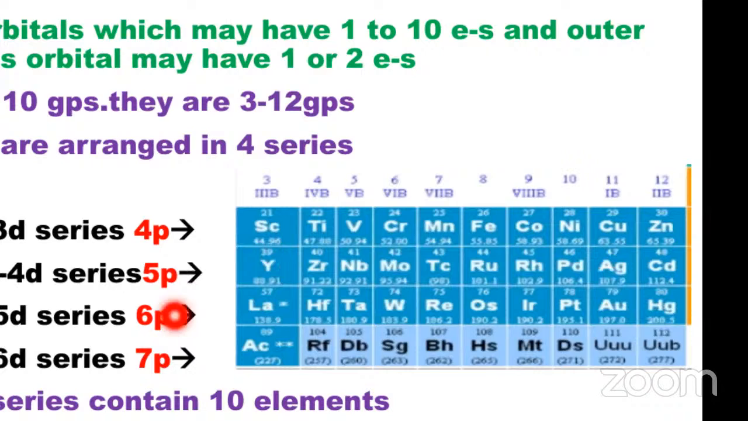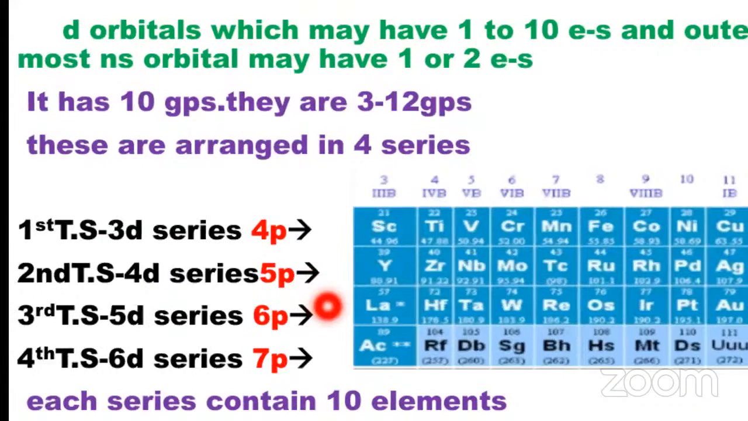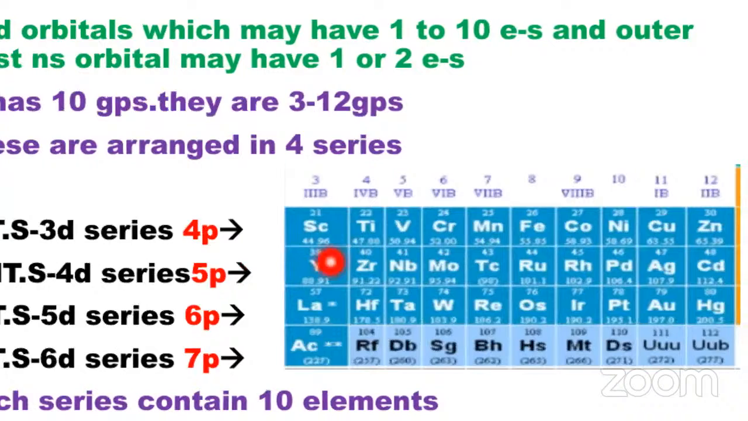And the next series is the 6D series. The 6D series belongs to the 7th period. Here it starts with actinium, and its atomic number is 89. It is an incomplete period or incomplete series. So these are the series: 3D series, 4D series, 5D series and 6D series.